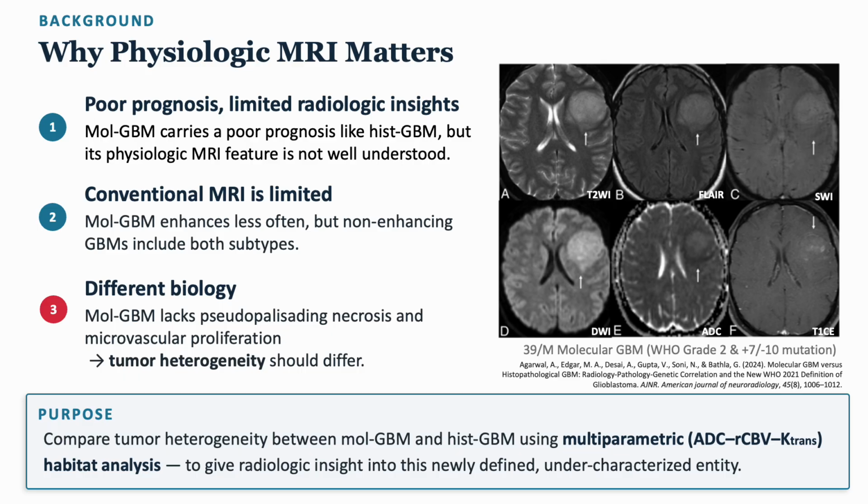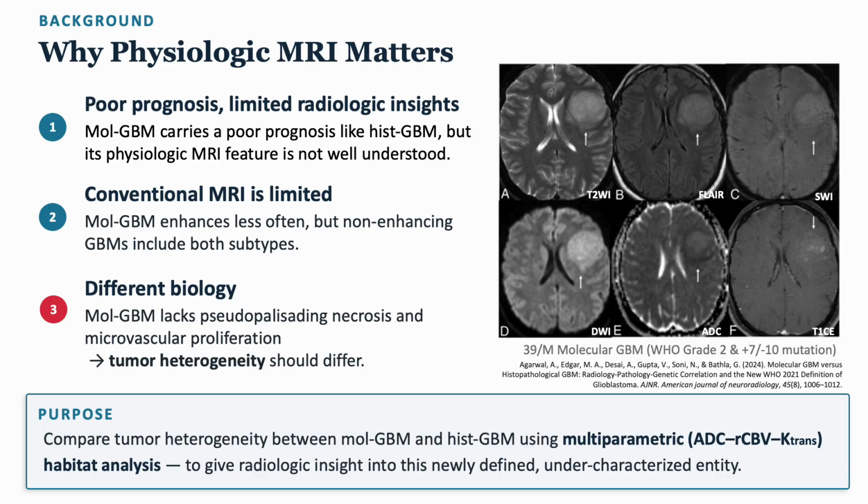Why does the physiologic MRI matter here? Molecular glioblastoma shows a poor prognosis similar to histological glioblastoma, but its physiologic MRI features remain undercharacterized. Conventional MRI is limited because molecular glioblastoma enhances less often, but non-enhancing glioblastomas can still include both molecular and histological glioblastoma. This means that enhancement pattern alone cannot fully explain the imaging differences between these two subtypes.